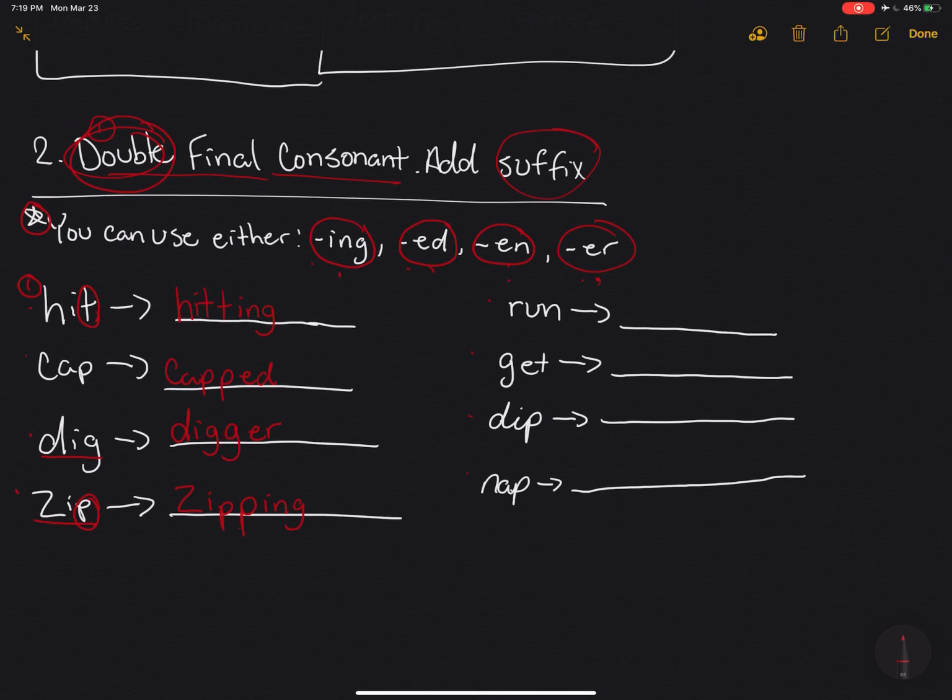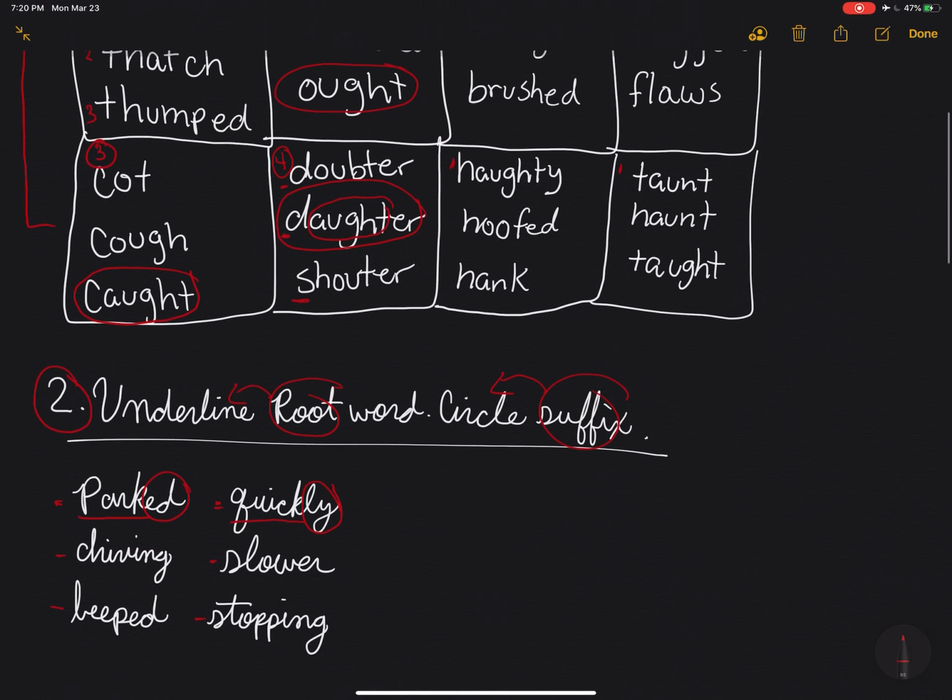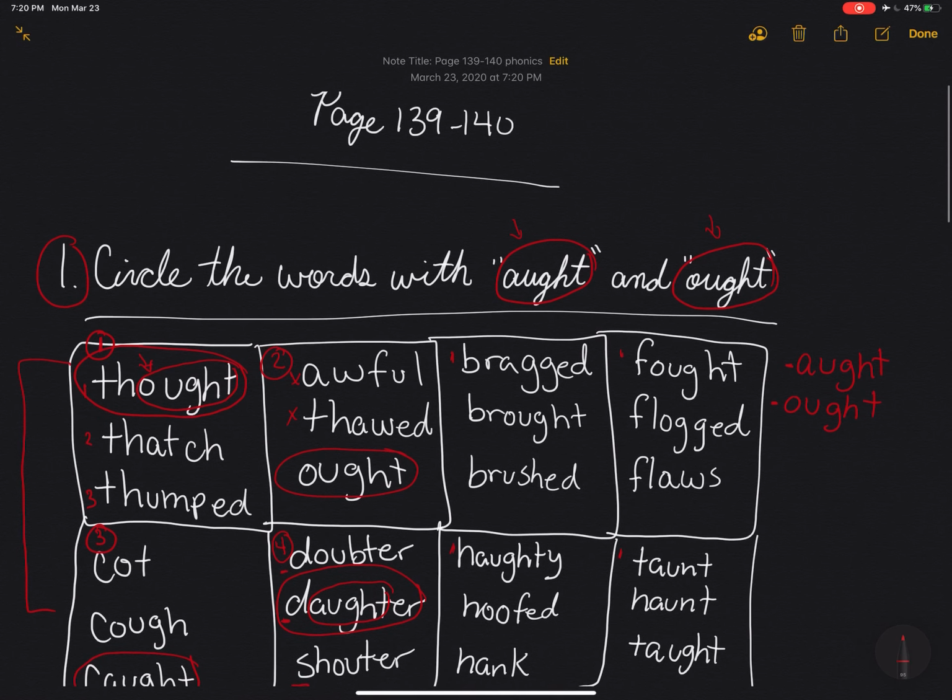Your job is to do the same thing with each of these. Run, get, dip, and nap. Do not forget to double your final consonant and then add any of these suffixes. But it must make sense. Okay? Say them out loud. If it doesn't sound like a word, more than likely it's not a word. So be sure you double the final consonant and then add the suffix. So please be careful with this worksheet. I don't want any of you to get it wrong because you didn't follow the instructions properly.